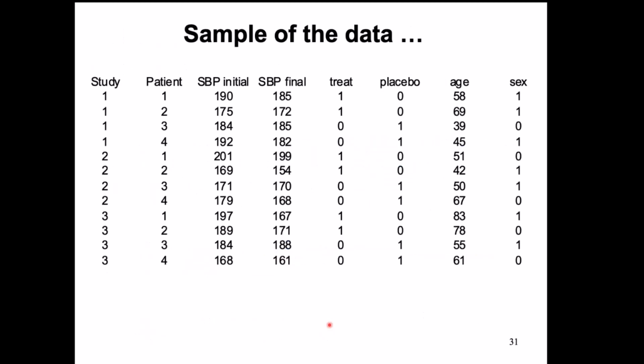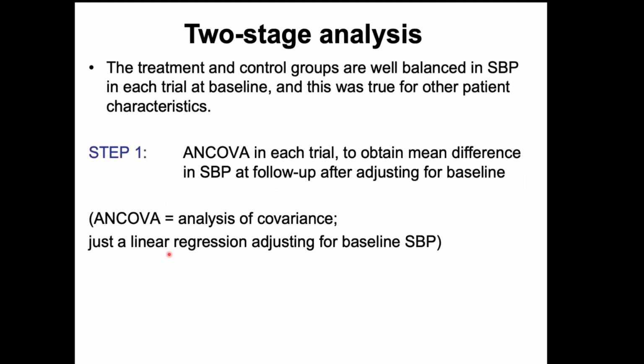So here's a sample of the data, exactly like I showed you before, where we have individual patient information about post and pre blood pressure, treatment group, age, sex, etc. in every single patient, in every single trial. Obviously, that's just a snippet. There's thousands and thousands of rows.